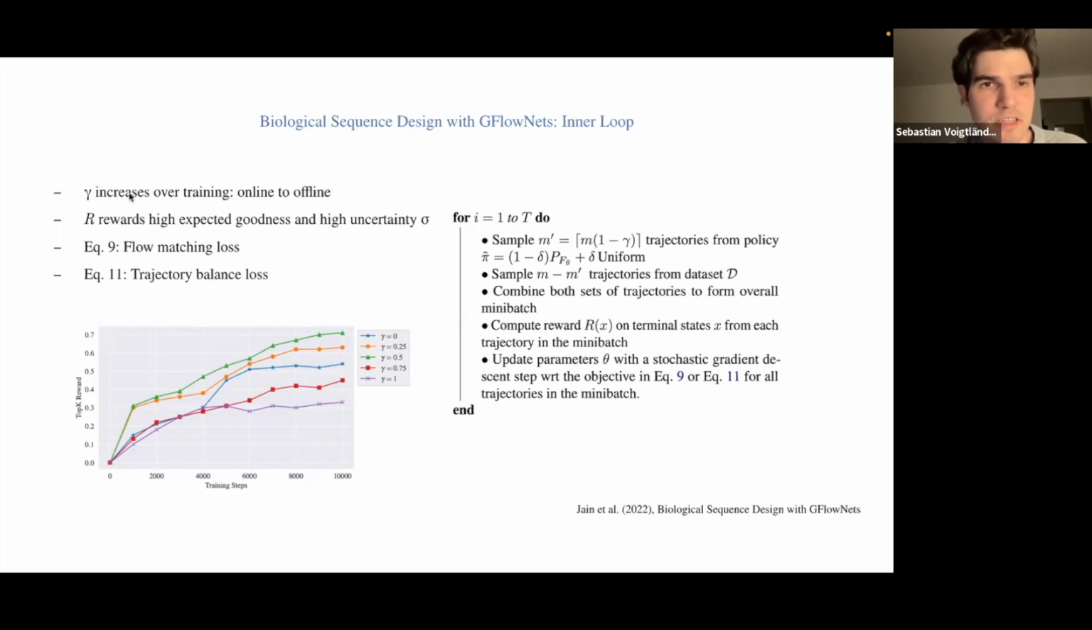And the cool part about this is that it switches from an active to a non-active learning schedule, and from an online scenario to an offline scenario, by having this parameter gamma, which increases over training. That means in the beginning, you have small gamma, and most of your trajectories are sampled from the policy itself. It's basically an on-policy active learning setting, and that goes over training into a more offline setting where you sample a higher fraction of the trajectories that you add to the data set from the original data set itself. And the reward that you will get in the end depends on the value of gamma that you choose.